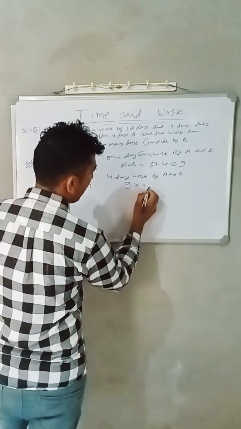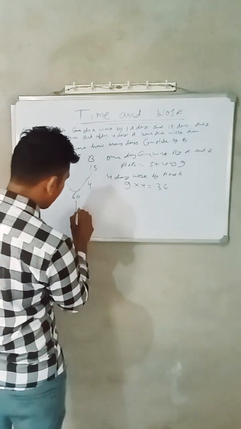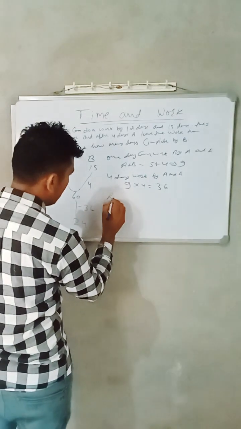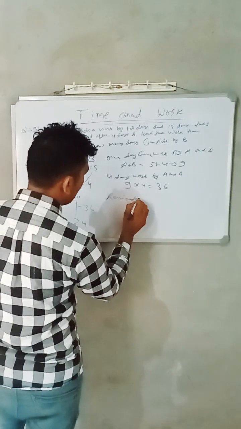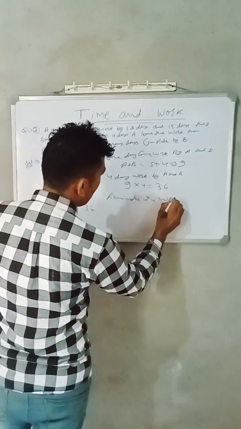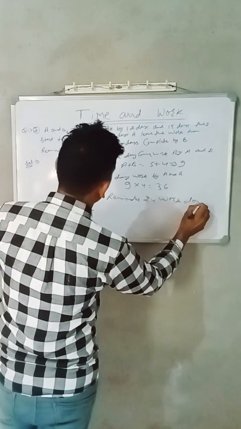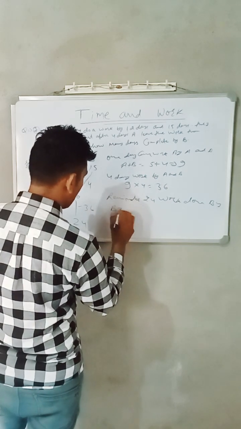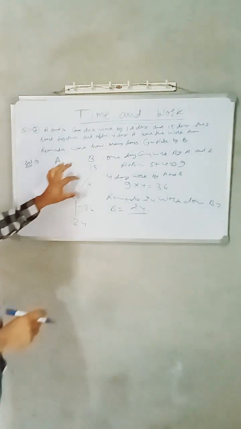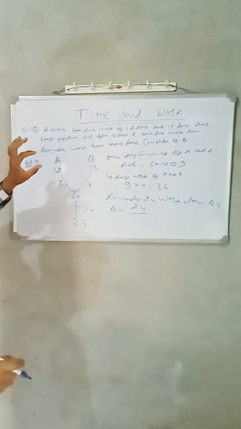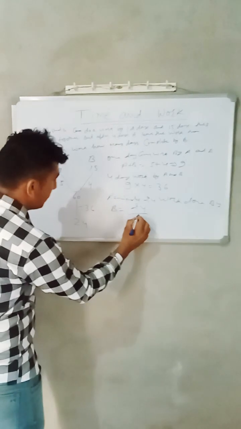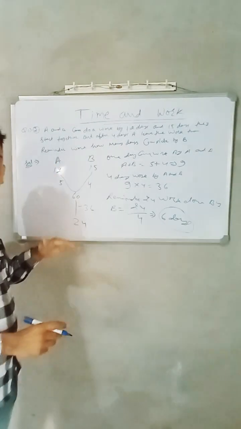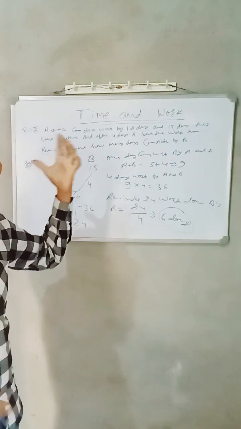9 into 4 is equal to 36. 60 minus 36 is 24, the remainder. The remainder 24 work is done by B. B's 1 day work is 4 parts, so 24 work is equal to 6 days. So guys, we complete the remainder of the work in 6 days.